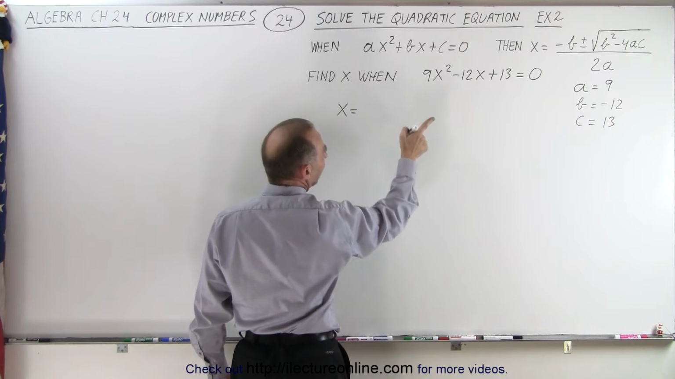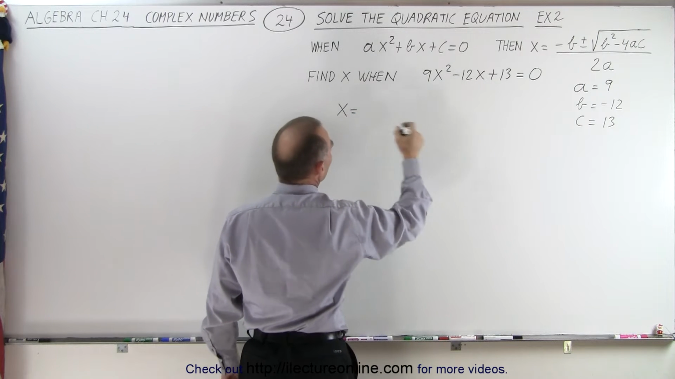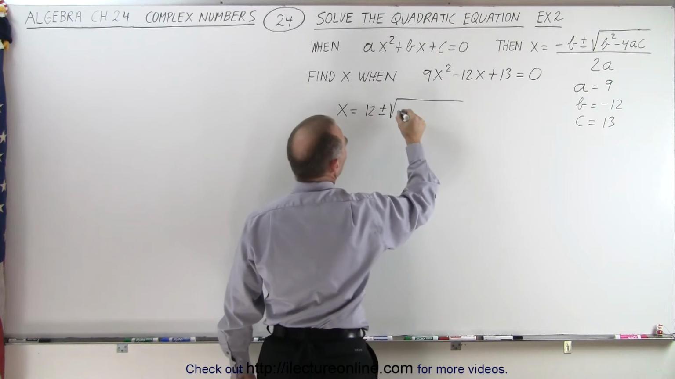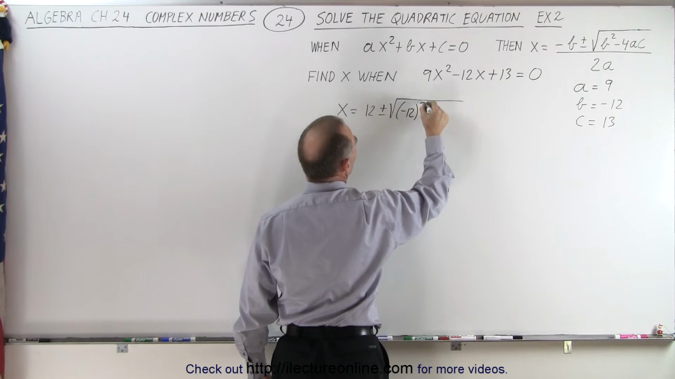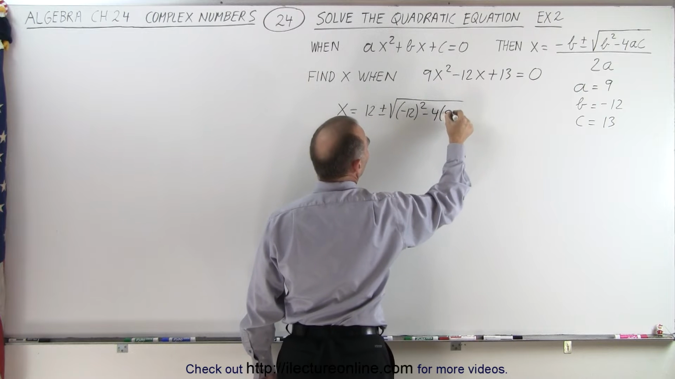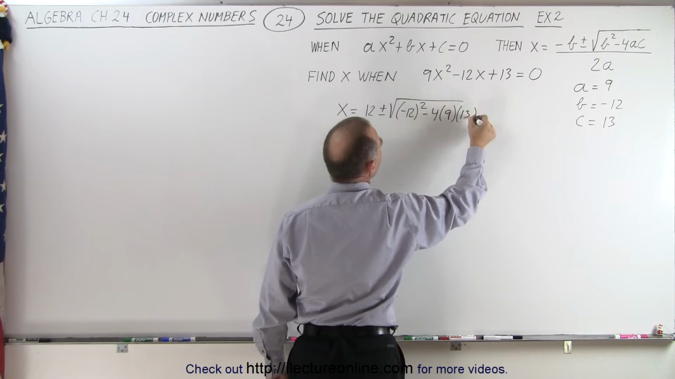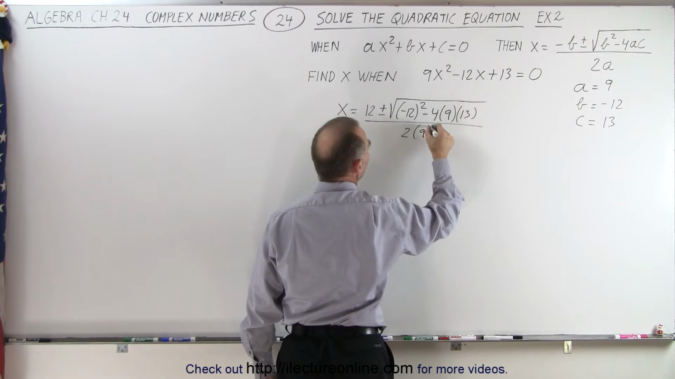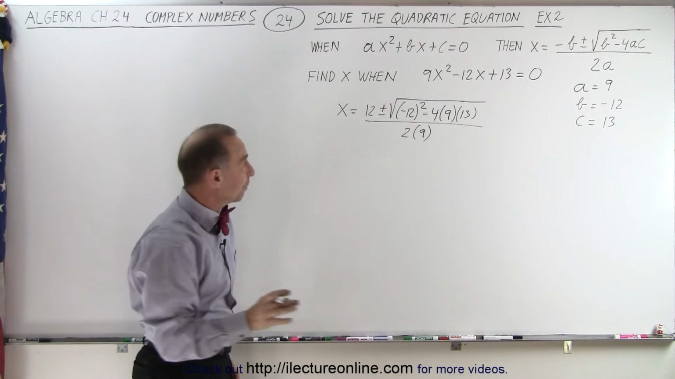x is equal to minus b, that would be minus times the minus 12, which is 12, plus or minus the square root of b squared, which is minus 12 squared, minus 4 times a times c, all divided by 2 times a, which would be 2 times 9. Okay, now I need to simplify that.